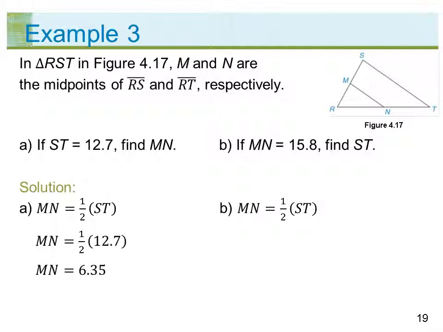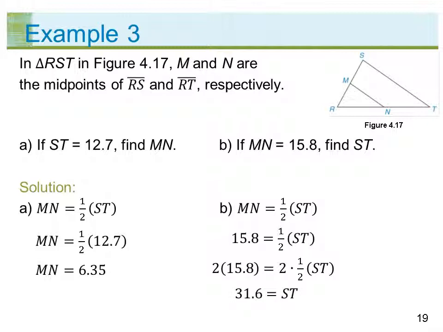B. Length MN equals 1/2 length ST. 15.8 equals 1/2 length ST. 2 times 15.8 equals 2 times 1/2 length ST. 31.6 equals length ST.